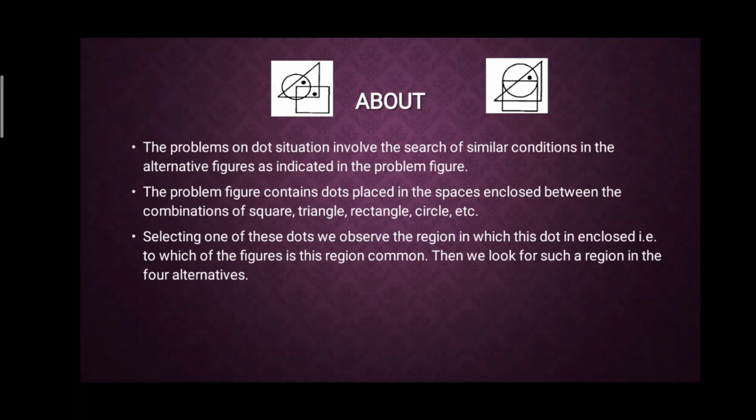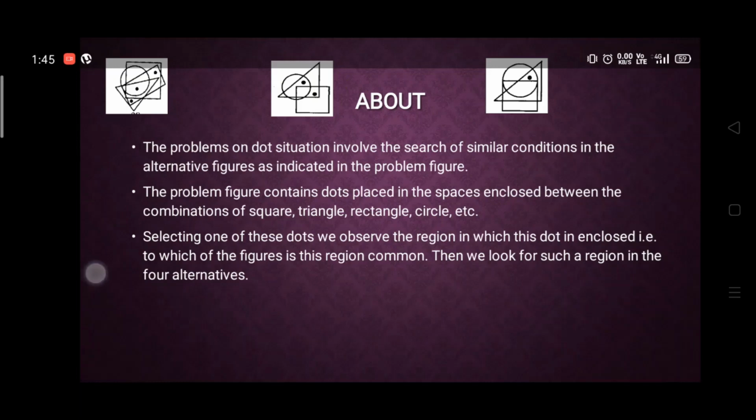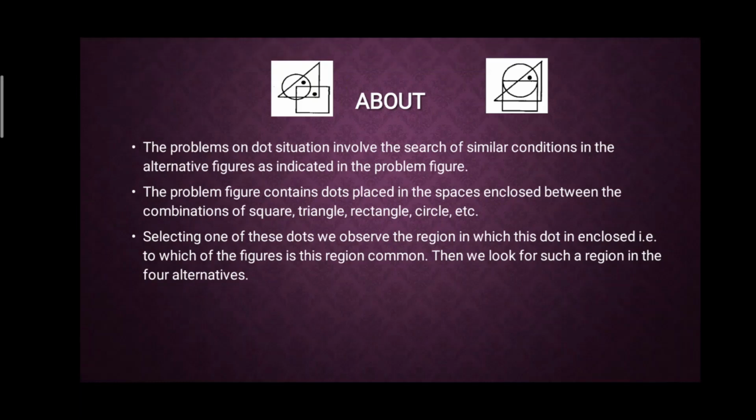Now, while selecting one of these dots, you will observe that every single dot has a different condition. For example, in this figure, as you can see, the dot is inside a circle and a triangle, and there's another dot which is outside the circle but inside the square. Now, don't get confused. We'll talk about what these conditions are, what these dots mean. For now, this is what the problem figures will look like.